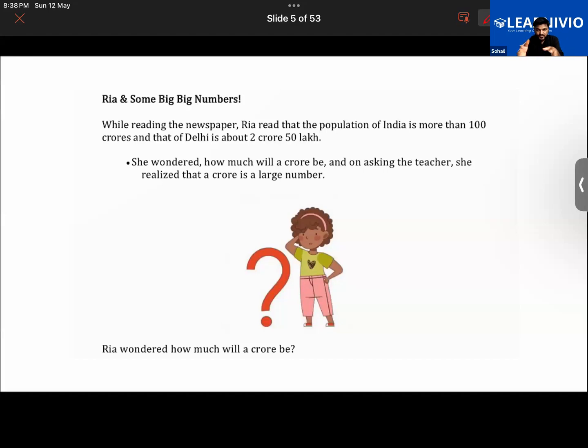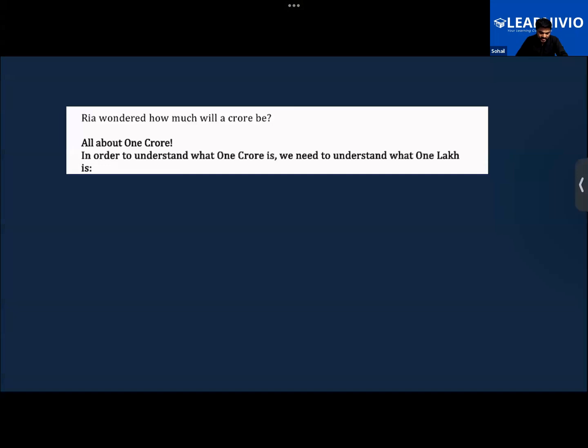Here she realized that crore is a very large number. But then she questioned further, how much will a crore be? That's another question which Ria asked. So let's understand a few things about crore.